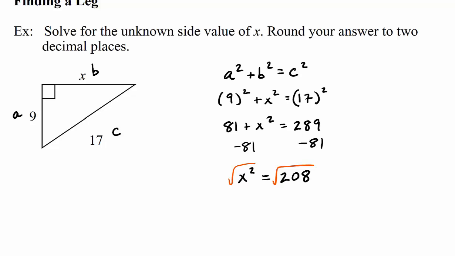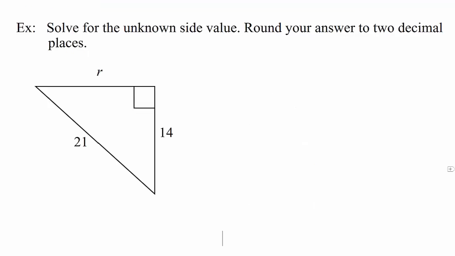And because I need to round to 2 decimal places, I'm going to take a few extra decimal places here. So this is going to be 14.222. I want to round to the second decimal place because I want 2 decimal places. So I'm going to look at the 2 that's after that. That's under a 5. So therefore, I'm not going to round up. And my final answer is going to be 14.22.